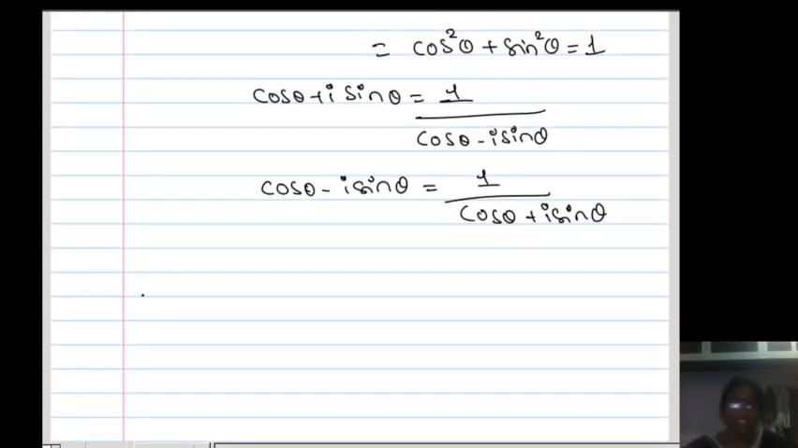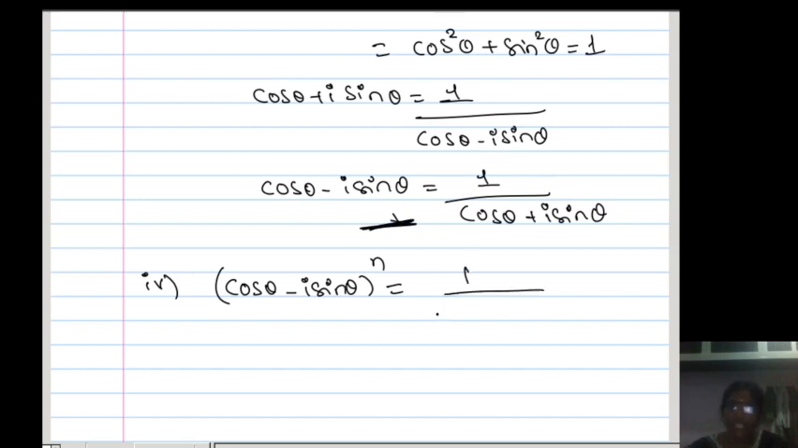Next, we discuss the fourth one. What is that? (Cos theta minus i sin theta) whole power n. In the previous problem we discussed De Moivre's theorem, which means (cos theta plus i sin theta) whole power n, no? But here it is (cos theta minus i sin theta) whole power n. So for that I want to use this relation. What is this relation here? Cos theta minus i sin theta is equivalent to 1 by (cos theta plus i sin theta), all power n. This is equivalent to, I replace this value by using this.